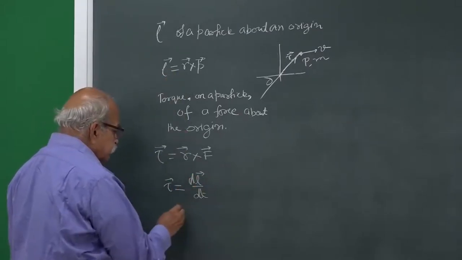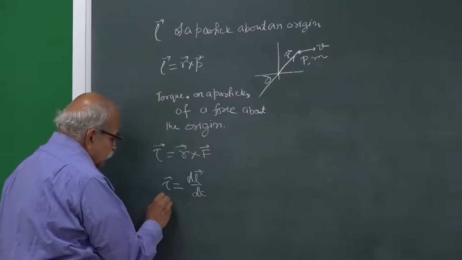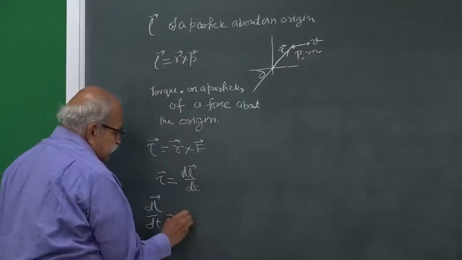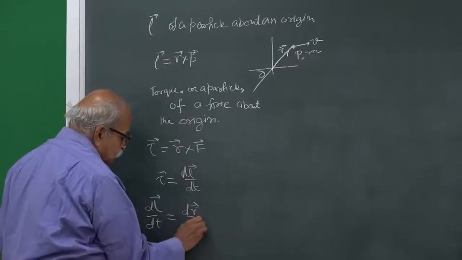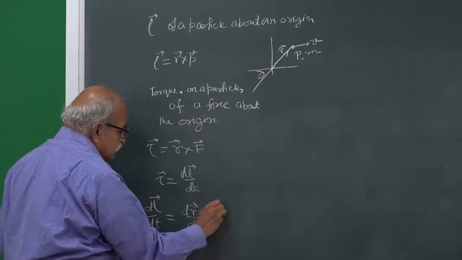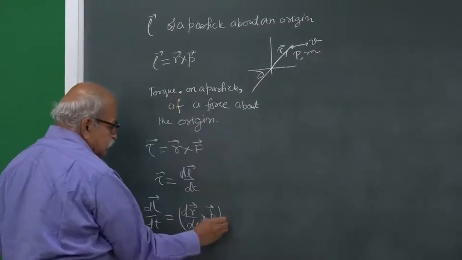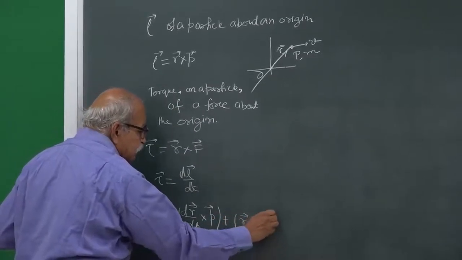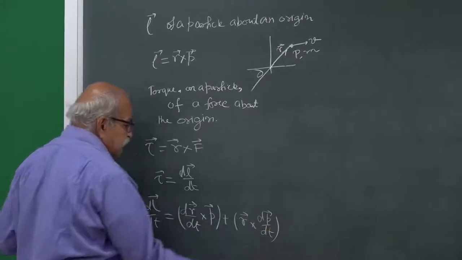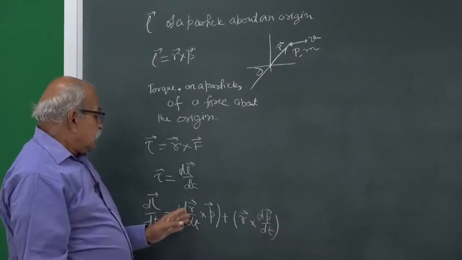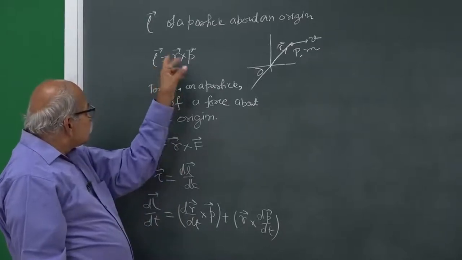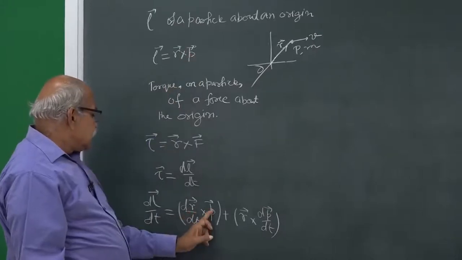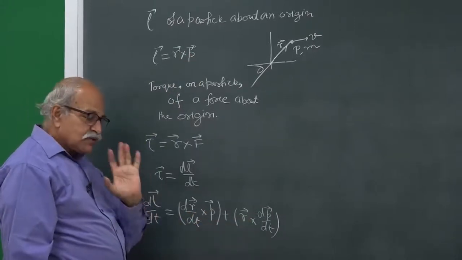dL/dt is simple. L you know, so if you differentiate, it will be the differentiation of the first function cross the second function as such, and then the first function as such, and the differentiation of this second vector. Now it's important that the order is not changed. R first, P next, R first, P next. So this order should not change.